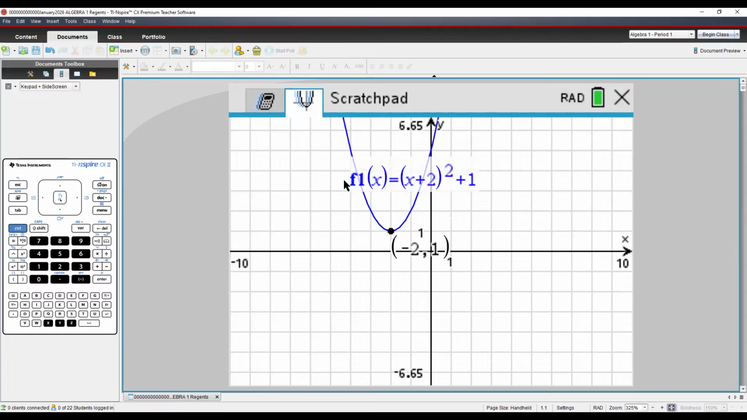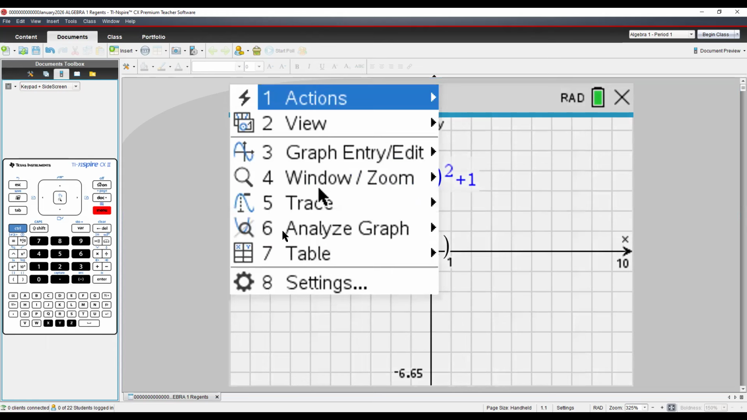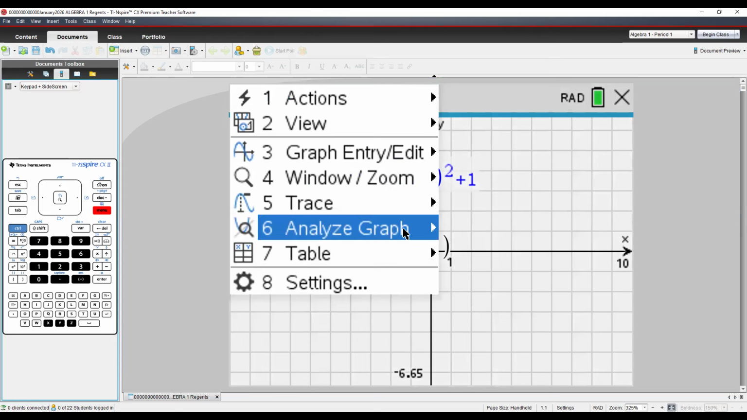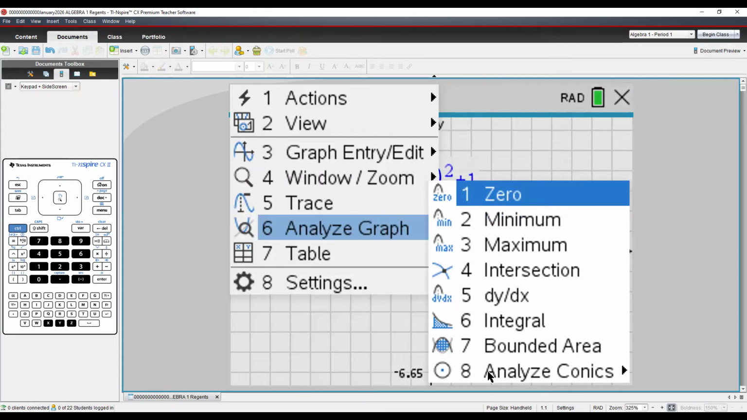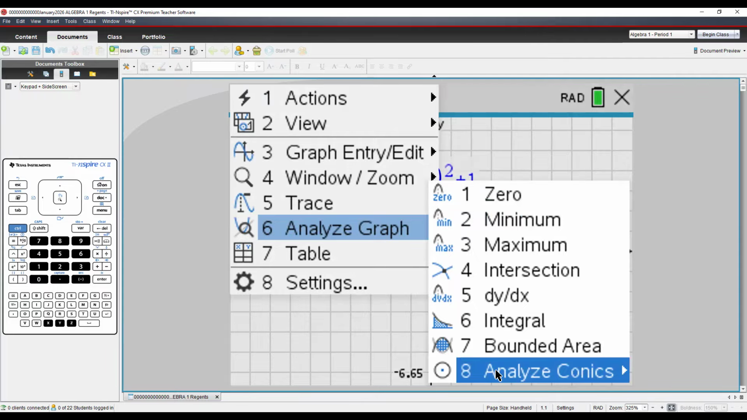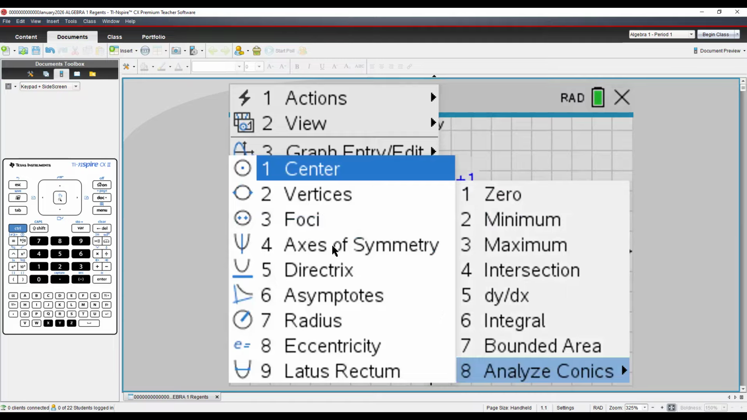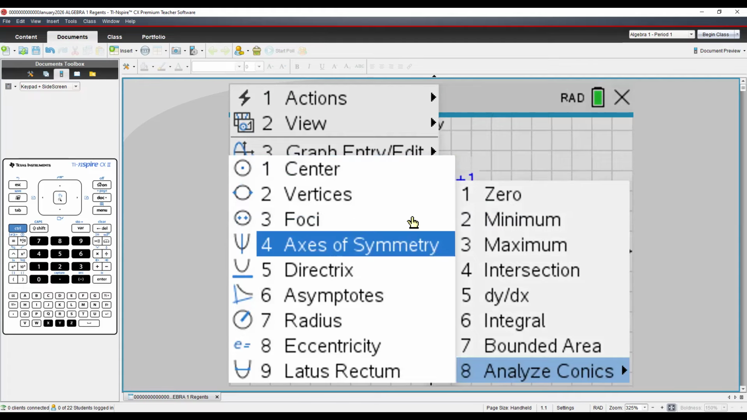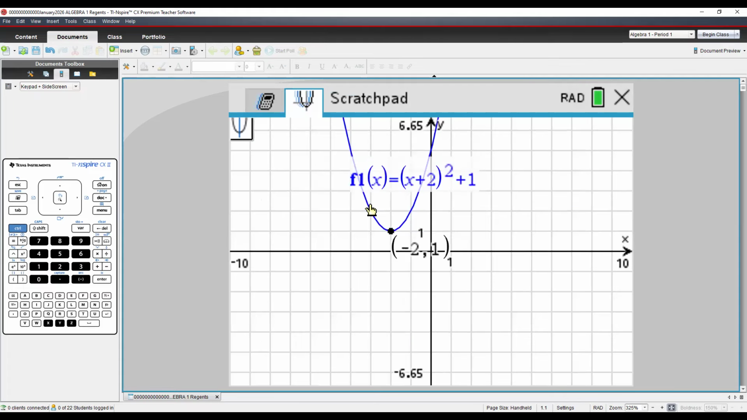Now, a lot of people don't know this, but the calculator will also find the axis of symmetry. So if you go menu and you go back to 6, now if you go down to the 8, analyze conics, and a parabola is a conic function. All right, so if you go here, it has axis of symmetry. Once you touch the graph, not only will it put that there, but it'll put the equation. So it tells you it's x equals -2.